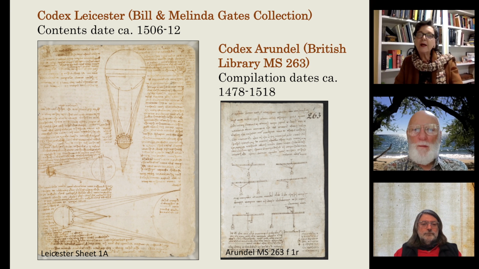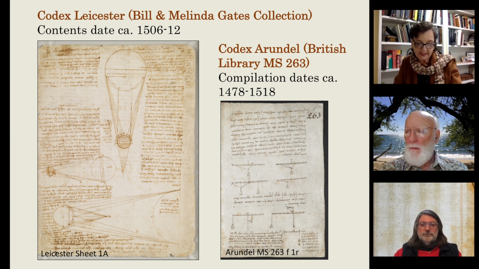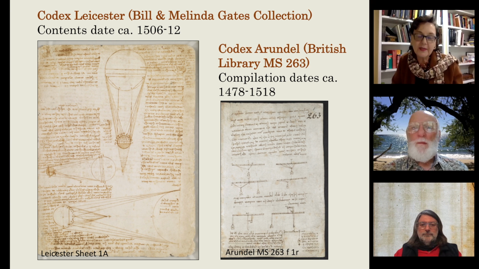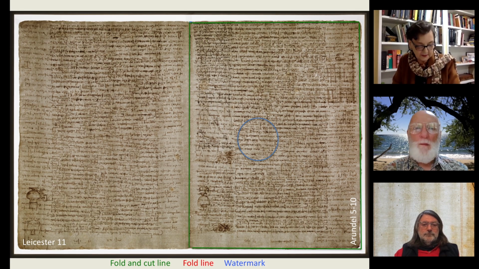Turning to British Library Manuscript 263, the Codex Arendelle is comprised of 285 sheets that were assembled by a collector that range in dates from 1478 to 1518. Therefore, it appears that portions of the manuscript overlap in time with the Codex Lenter. Another important difference needs to be pointed out, and that is the manuscript's dimensions, or its format.